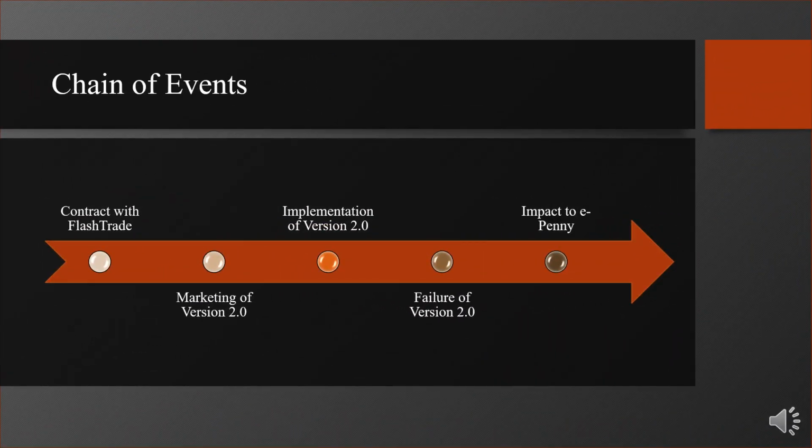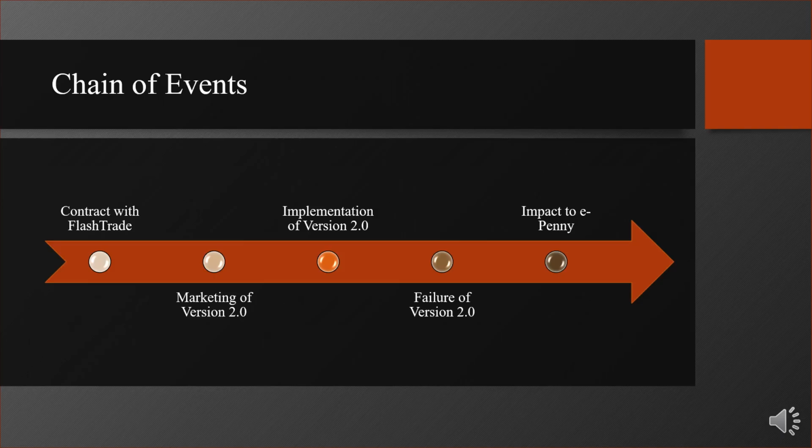The following chain of events will firmly support the evidence that FlashTrade breached their contract with ePenny through breaching the New York Uniform Commercial Code statute for implied warranty. ePenny relied on the skill and judgment of FlashTrade to ensure their product was suitable for their needs. FlashTrade's service was not fit for the purpose for which it was sold through their contract with ePenny.